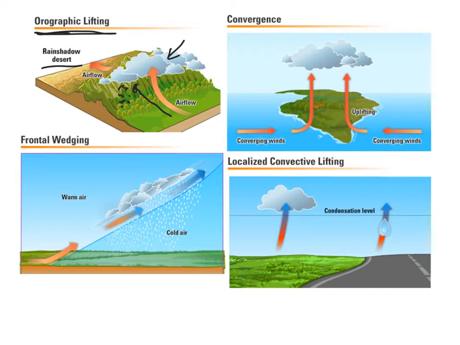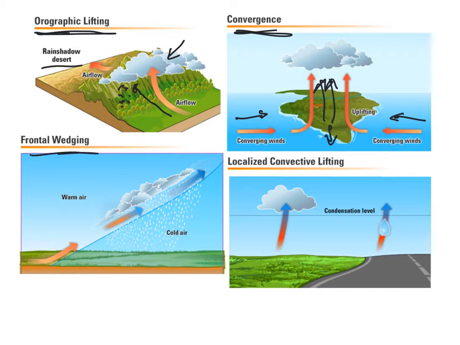Now there are other types where we can get this lifting. One is convergence. If we have winds blowing in two opposite directions, when they collide, they can't go down into the earth. So instead what we're going to see is lifting occurring this way. So if we have winds being funneled into an area, or winds from two different directions blowing into each other, that's where we'll see this convergence and you'll see the cloud formation.